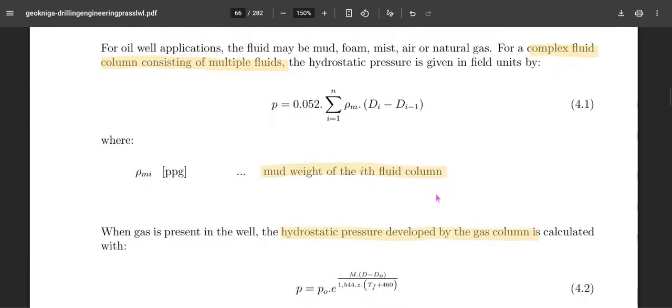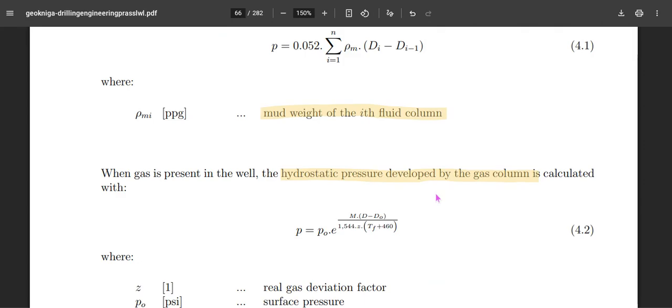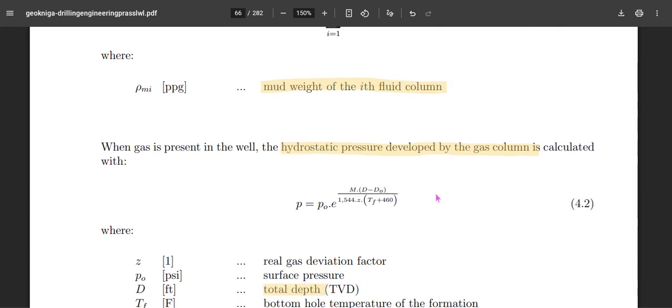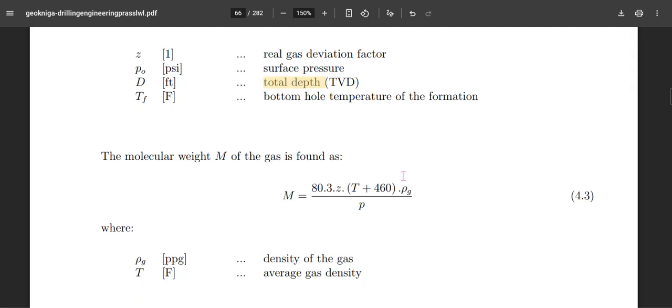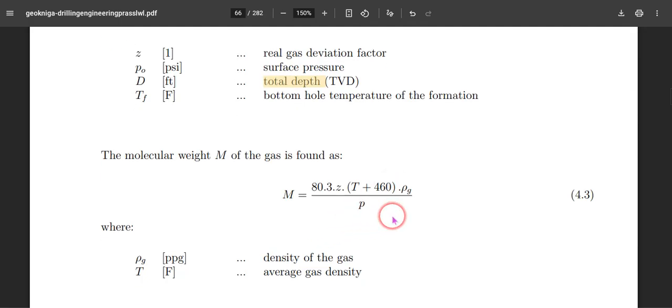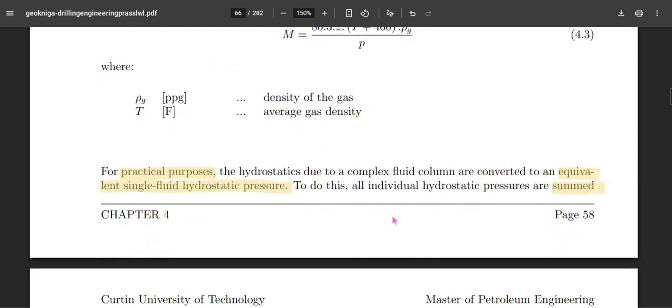Here rho mi is the density or mud weight of a particular fluid column at a particular depth. In case of a gas column, equation 4.2 applies, which involves an exponential empirical formula involving molecular weight, temperature, and the depth where the gas column is, along with a reference pressure or surface pressure, and a reference depth or surface height. And it's a molecular weight formula. It's also an empirical formula, 4.3.